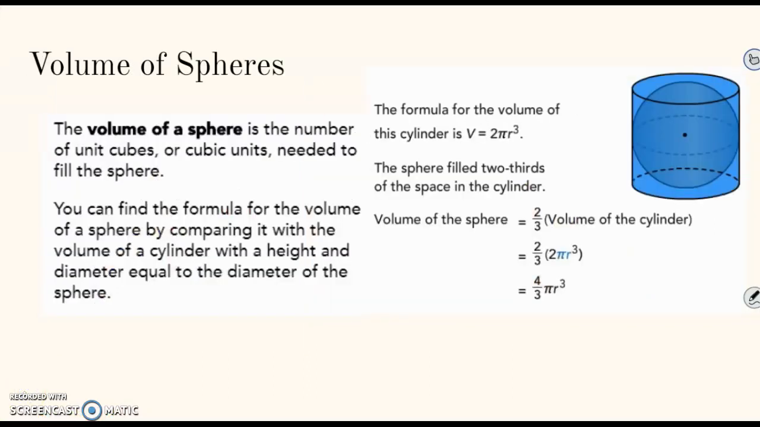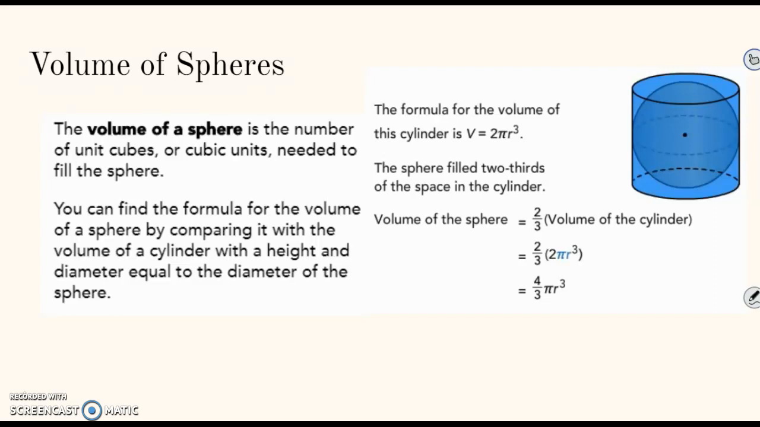Our final shape that we're going to be looking at is our sphere. The volume of a sphere is the number of unit cubes or cubic units needed to fill the sphere. You can find the formula for the volume of a sphere by comparing it with the volume of a cylinder with a height and a diameter equal to the diameter of the sphere. The formula for the volume of a cylinder is 2 pi r cubed. That is one formula that we can use, or we can use pi r squared times height.